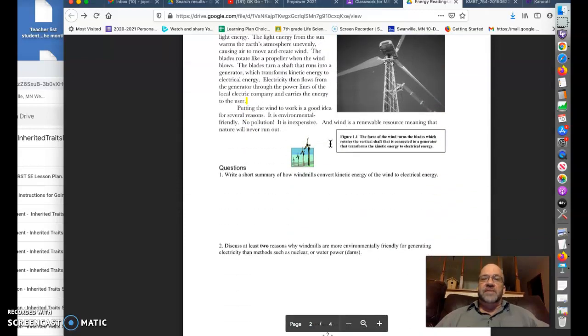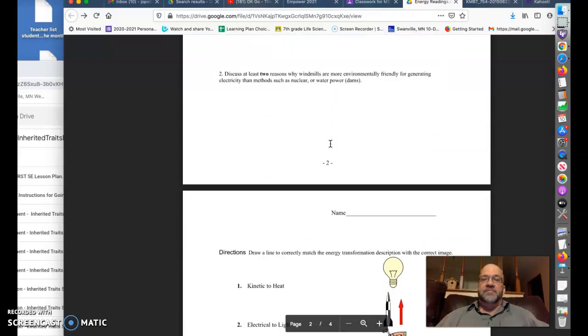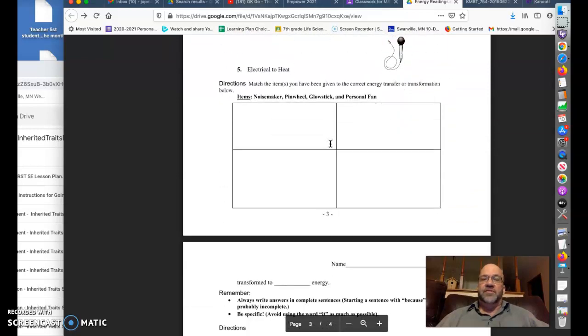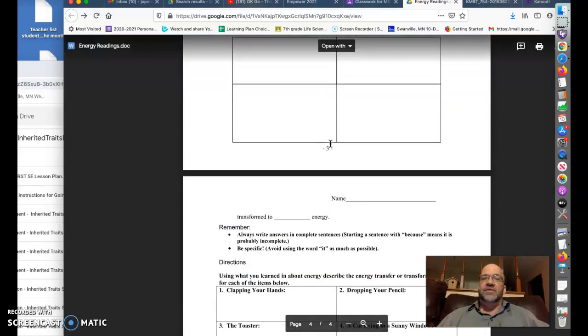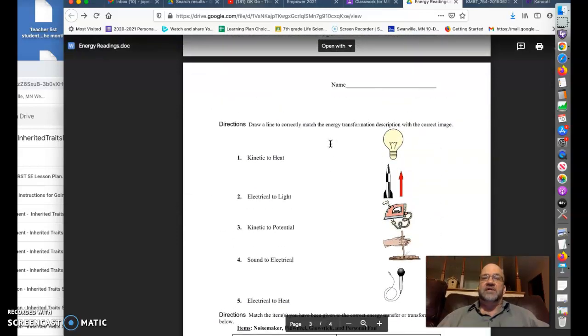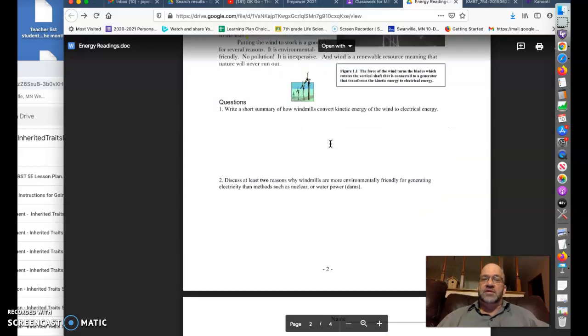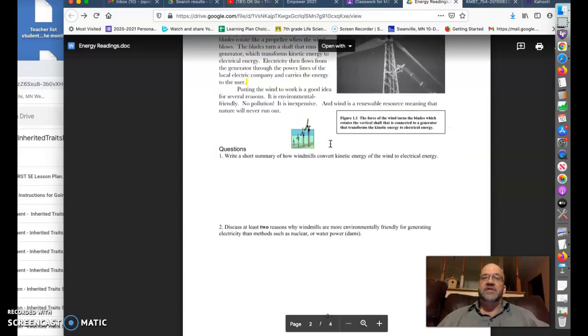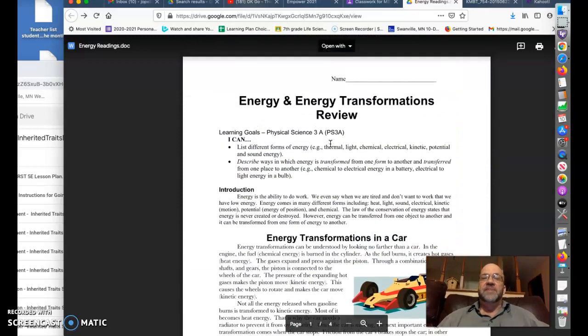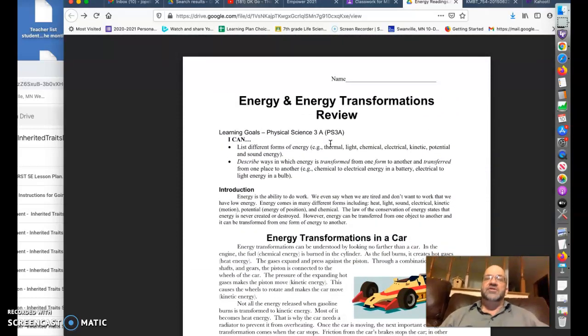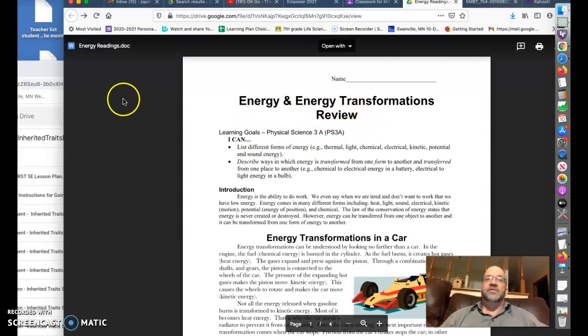These are the pages. The pages below here, don't worry about these here. I can't get them off of this assignment. So don't worry about the two bottom pages here, okay? Don't worry about those. It's just on page one and page two. Read and answer the questions on a notebook piece of paper. So that's energy and energy transformation review portion, okay?